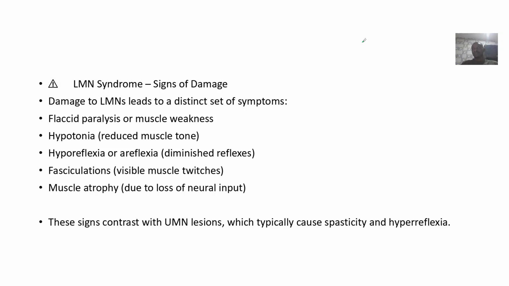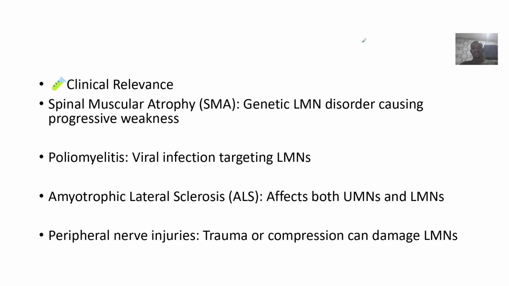Muscle paralysis, or muscle weakness, hypotonia. Your muscle tone is relaxed because there's no communication to contract. So hyporeflexia or areflexia, fasciculations, muscle atrophy, and all of that. Okay, so I think that was it. So clinical significances: they can be involved in spinal muscular atrophy, poliomyelitis, amyotrophic lateral sclerosis, then peripheral nerve injuries.